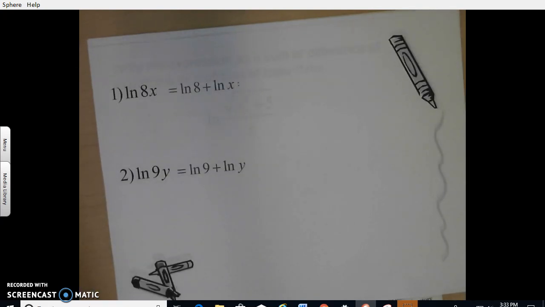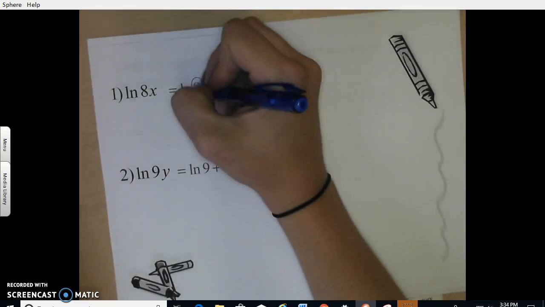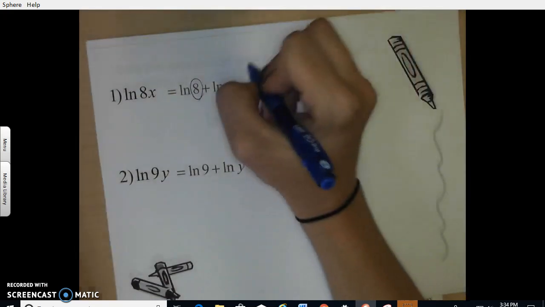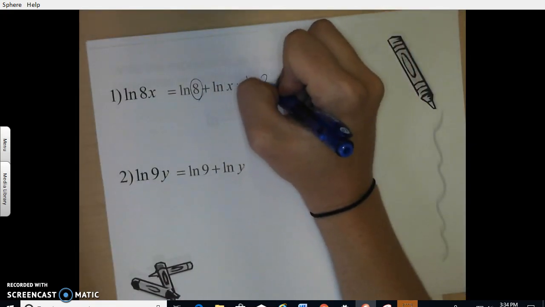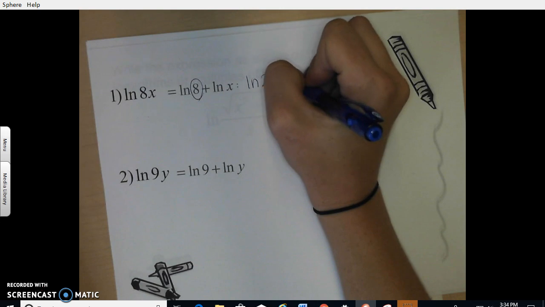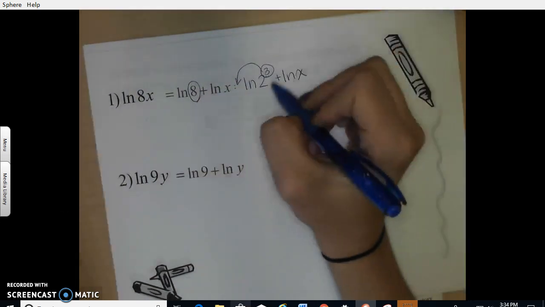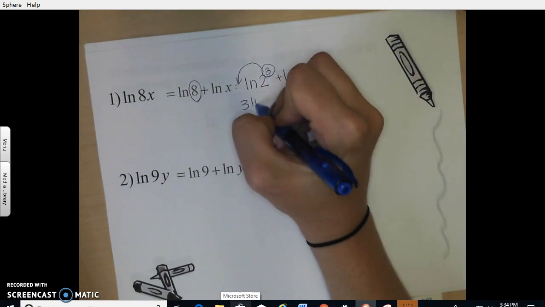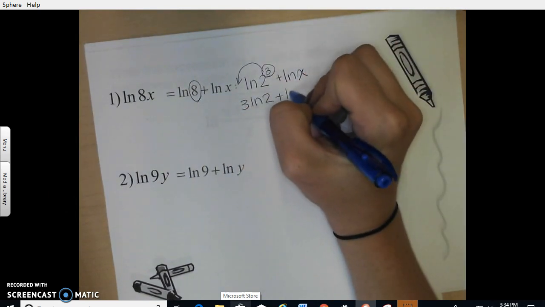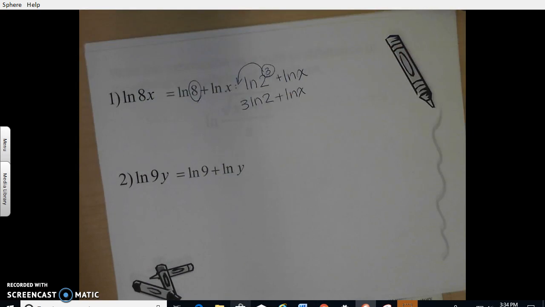ln of 8x is equal to ln of 8 plus ln of x. We could then take 8 and rewrite it as ln of 2 to the third plus ln of x. And I can take the 3, bring it to the front, and I would have 3 ln of 2 plus ln of x would be fully expanded.